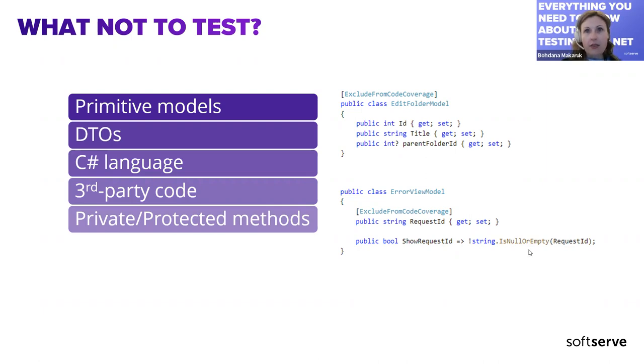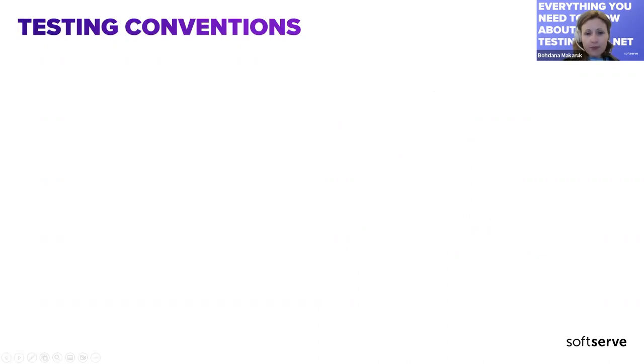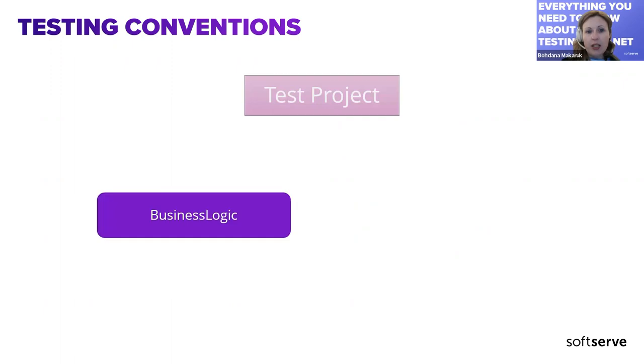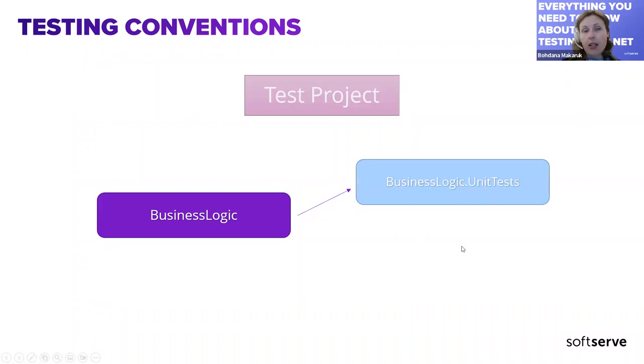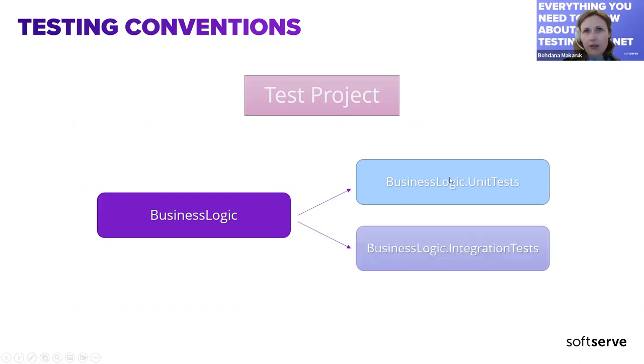Then we have testing conventions. Let's go to the next topic. So, testing conventions. For each project in your solution, you should have a test project. Let's imagine we have a project called Business Logic. In this case, we'll create a separate project called Business Logic Unit Tests. If you would like to have integration tests, we need to have a separate project, because these tests are running fast and those tests are running slow.